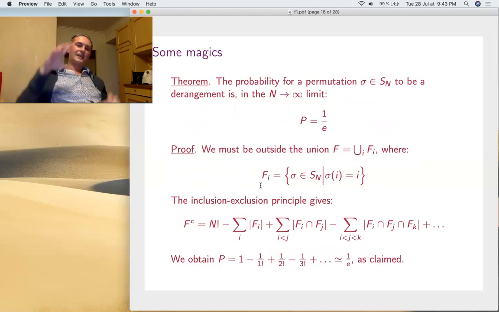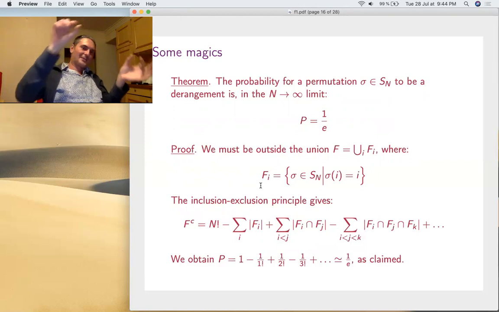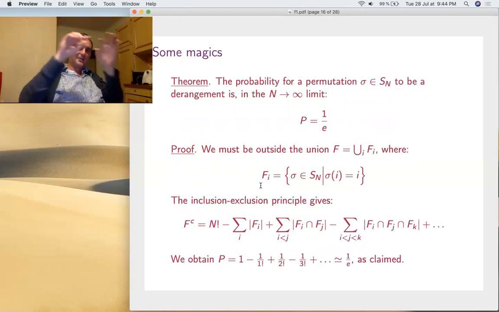The proof of this is the so-called inclusion-exclusion principle. So you take, that's your symmetry group, F1 the permutations fixing 1, F2 the permutations fixing 2, and so on up to Fn. Now I want to compute those with the derangement, so it's what's left outside the union. And how to compute the complement of the union? It's the so-called inclusion-exclusion principle. You take everything, then remove all these guys.